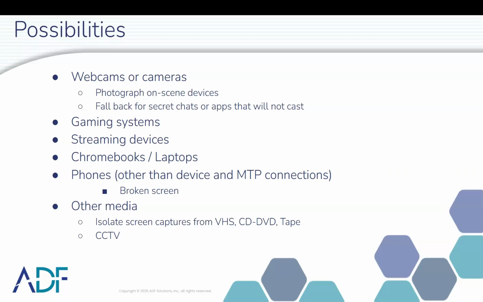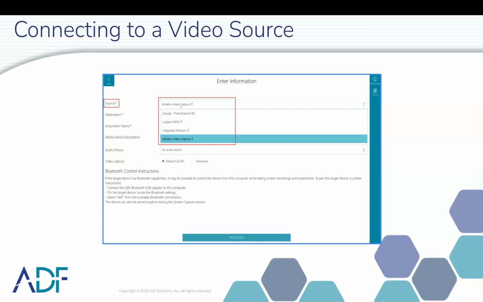Phones other than your device and MTP connection. So if you need to fall back, as I was mentioning before, maybe it's a broken screen, you get that HDMI signal out of the device and see what's on it. And then any other media that you can get into that capture card or into your computer. Something you want to isolate screen captures from VHS or CDs and DVDs or tape, CCTV, you should be able to get those as well.